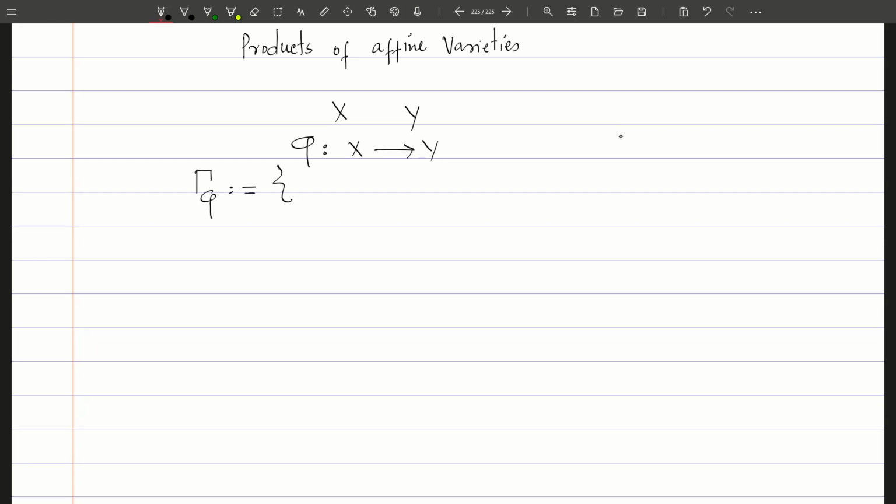this set, I mean the set of x, phi of x such that x is in X. So this is called the graph of phi. This set is actually a closed subvariety of X times Y. So if we know everything about the graph of this morphism, then we know everything about the morphism.